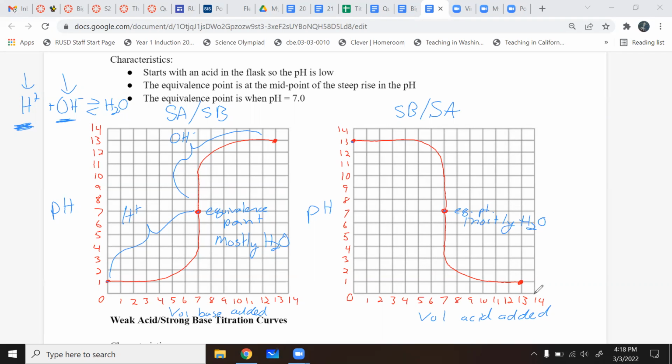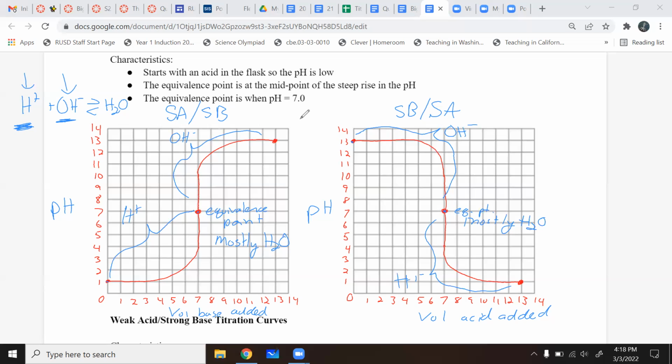Then down here, we have exceeded the equivalence point, and we are mostly going to be H plus ions. So once again, to label that, this distance is going to be mostly H plus. This distance up here is mostly going to be OH minus ions. Equivalence point is where those two equal one another. So strong acid and strong base titration curves are pretty easy to read.